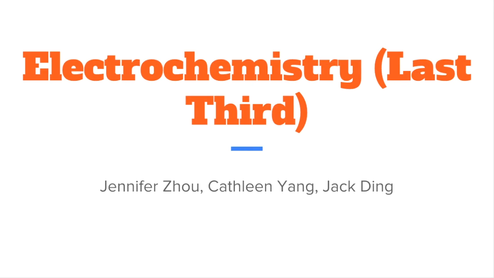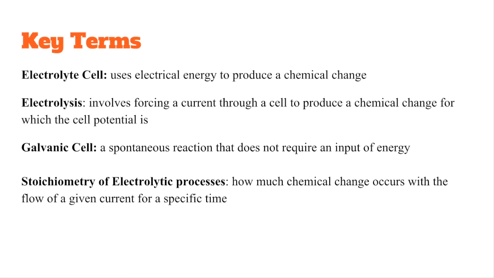Okay, so let's start off with some key terms from this section. First we have to know what an electrolytic cell is, and this is where the cell uses electrical energy in order to produce a chemical change. And also we have to know what electrolysis is, and this involves forcing a current through a cell to produce a chemical change for which the cell potential is negative.